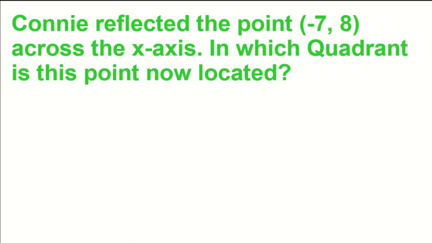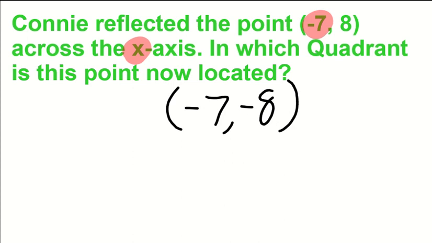Connie reflected the point -7, 8 across the x-axis. In which quadrant is this point now located? Sydney? Quadrant 3. When you reflect, whatever axis you reflect over, in this case x, the value there stays the same. The other one changes sign, so we'd have -7, -8. It asks for the quadrant. If you remember from the last one, negative, negative. That was quadrant 3, so it's in quadrant 3. Okay?